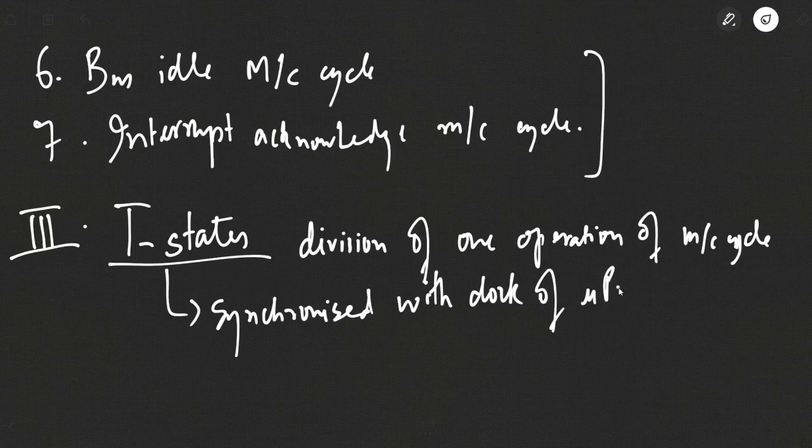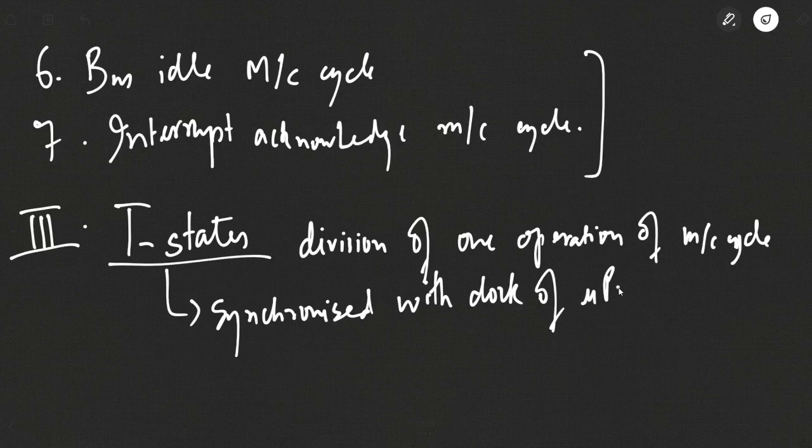In the last session, I said to you that there are 10 different T states: T1 to T6, then T hold, T reset, T halt, and T ready. T1 to T6 each take only one clock cycle for execution, while the rest of the four, T hold, T ready, T reset, T halt, take an integral number of clock cycles.